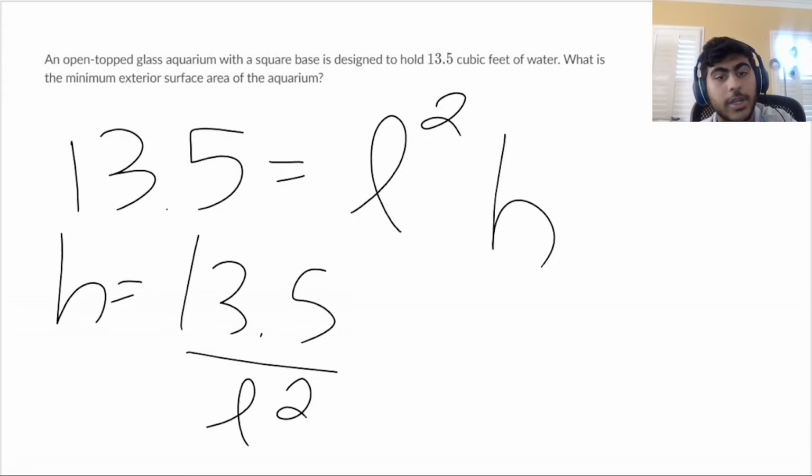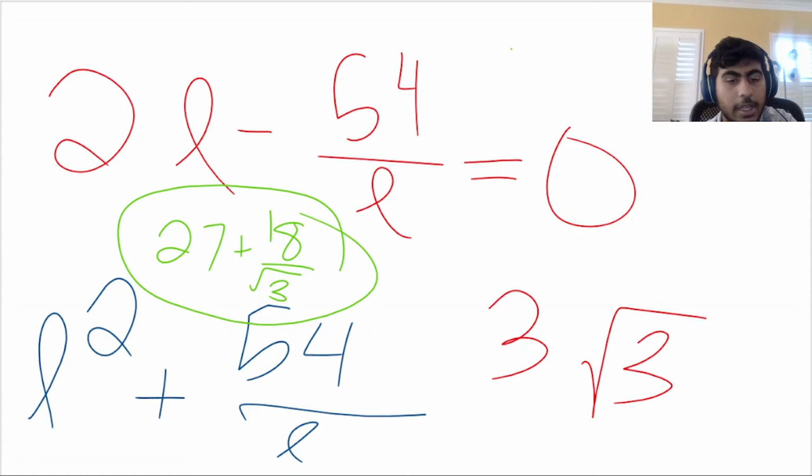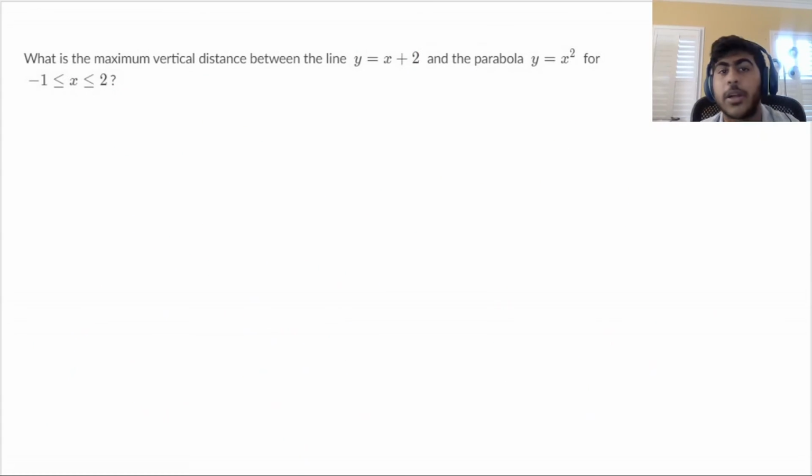So that's what we did here, right? We found 13.5 equals L squared over H. We quantified H in terms of the L. We substituted L in right here at the bottom, and then we solved for the derivative using that, and we found the critical point. We plugged in the critical point, and that's how we solved the problem. All right, let's do this question now.